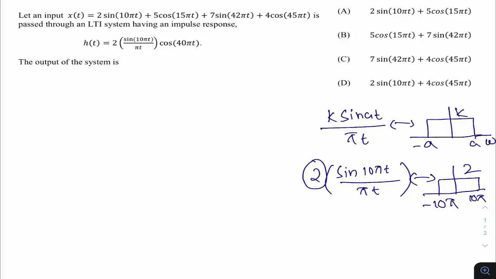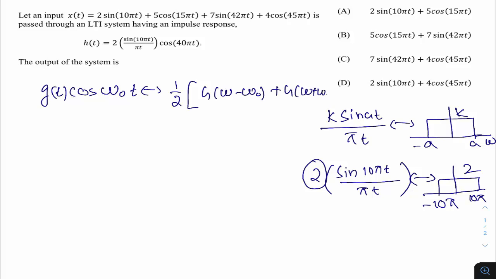One more property I would like to discuss here: if we have x of t into cos of omega naught t, instead of x of t, let me use g of t because x of t is already given in the question. So if I have g of t into cos of omega naught t, its Fourier transform happens to be half of g of omega minus omega naught plus g of omega plus omega naught.